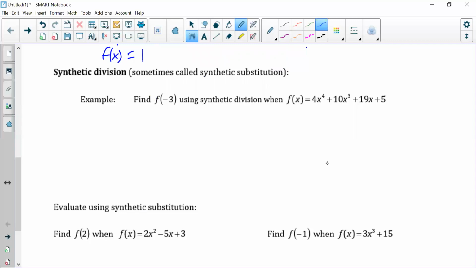All right, so let's start. The first thing we do is we're going to pull out the coefficients. Remember that the coefficients are all the numbers in front.